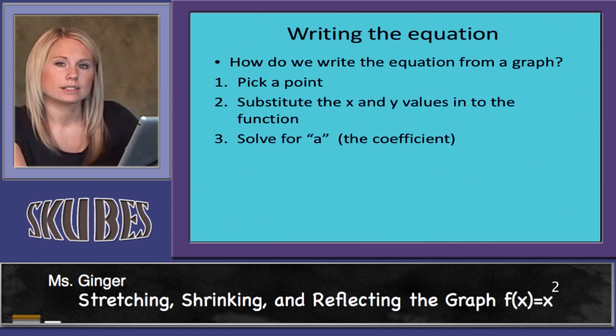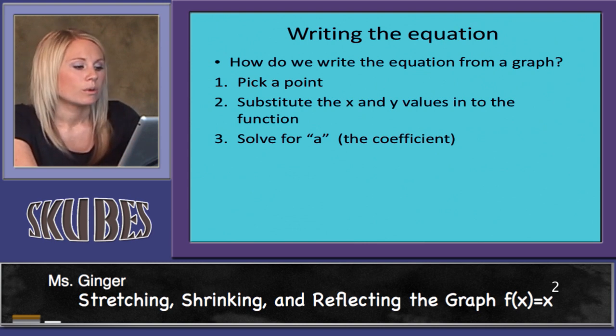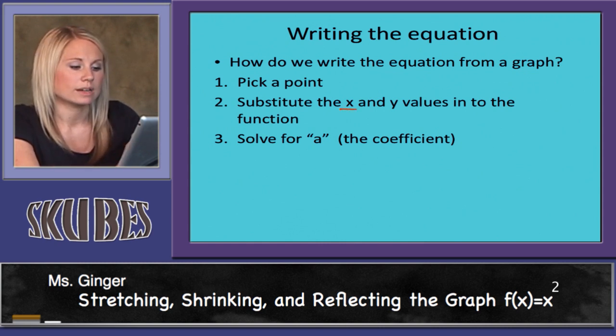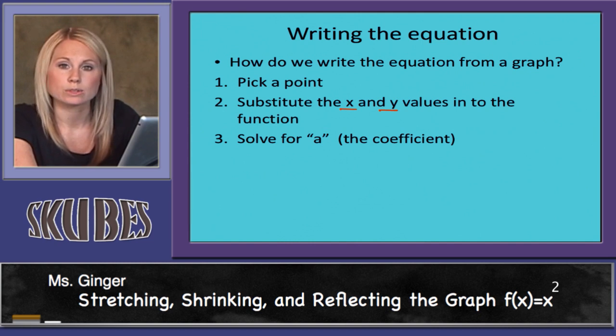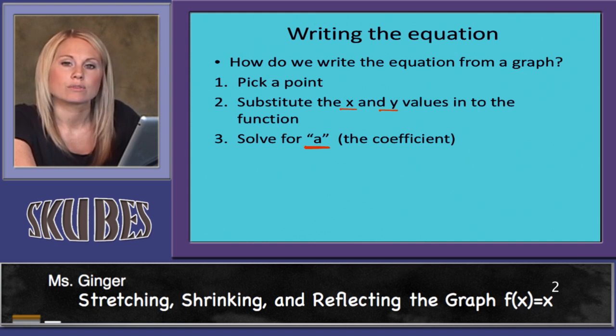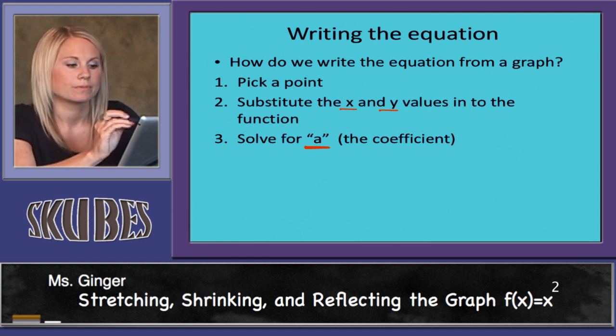Alright, so knowing all of these things now, and mostly right now we're dealing with f(x) = x² on the origin, how will we write the equation if we see a graph? Well, we will look for any point that it's going through, and then when we have a point, we have an x and a y coordinate, so we can substitute the x and the y values into the y = ax² function and solve for that number that should be sitting in front. If we want to see how much it's been stretched or compressed, then we're going to look for that coefficient.